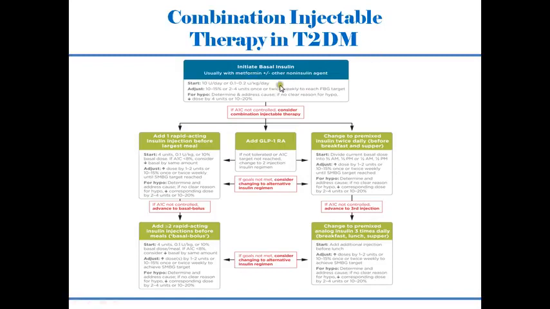So you start with the basal insulin with metformin or another non-insulin agent. And if HbA1c is not controlled, you add a rapid-acting insulin, the insulin which controls the prandial sugars, that is, the sugars rising after taking food. Or you add the GLP-1s. Or you can change to pre-mixed insulin, a mixture which has rapid-acting insulin and long-acting insulin.